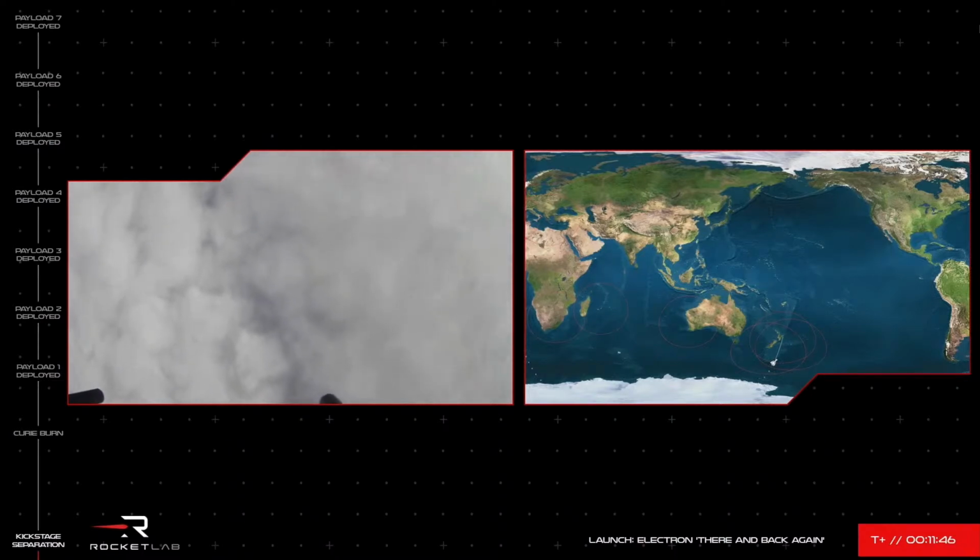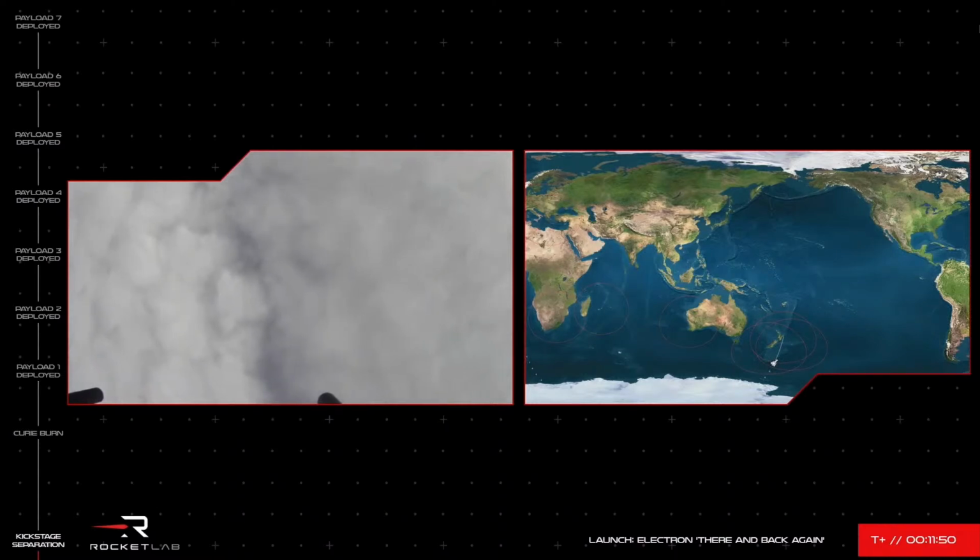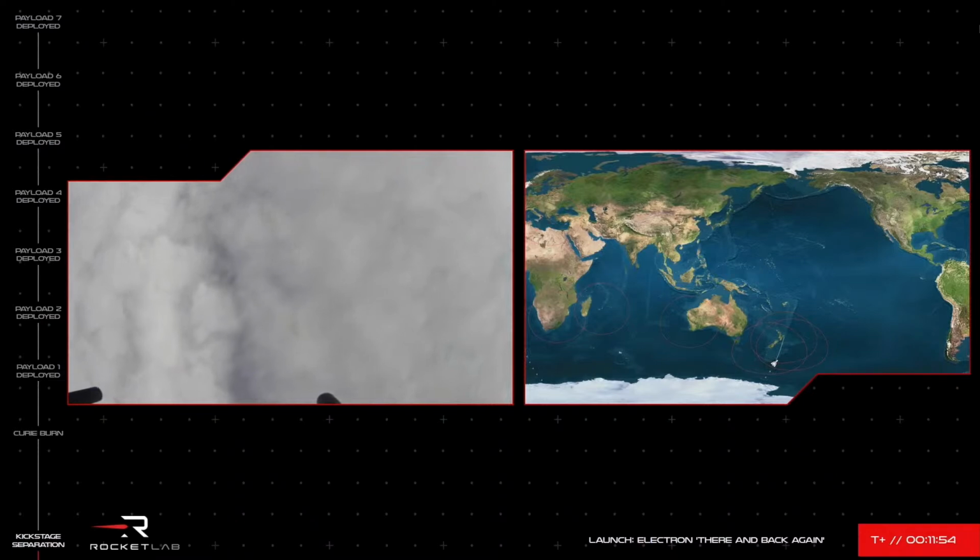We are all waiting on the edge of our seats here at our facilities. If this catch is a success, it marks an enormous milestone in our recovery program. Let's hope we can see that parachute in the frame of the camera soon.